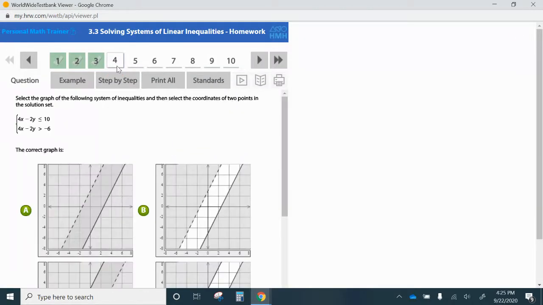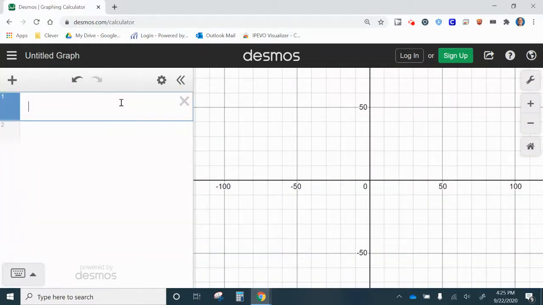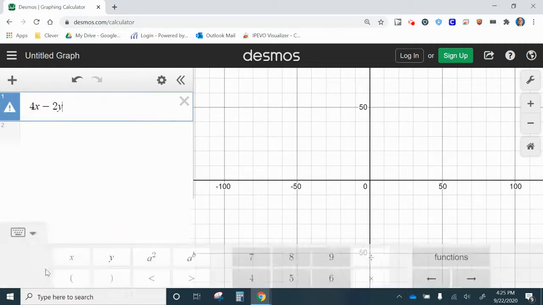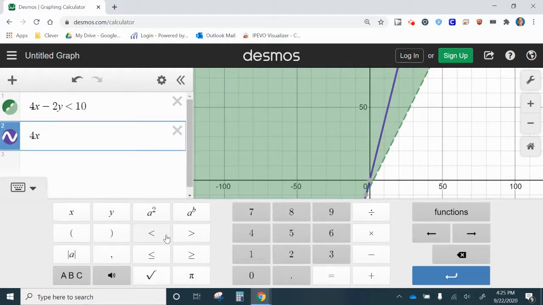Okay, and 4. Again, I'm going to write this down: 4x minus 2y less than 10, and 4x minus 2y greater than negative 6. And now let me go to Desmos. So 4x minus 2y less than 10, and 4x minus 2y greater than negative 6.